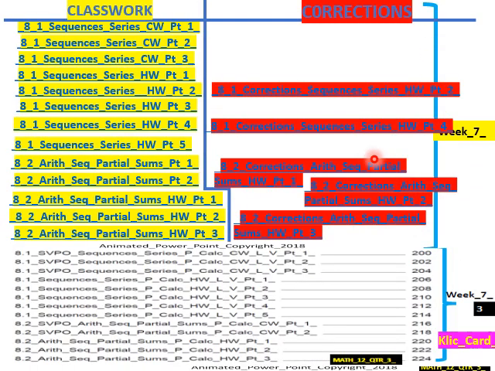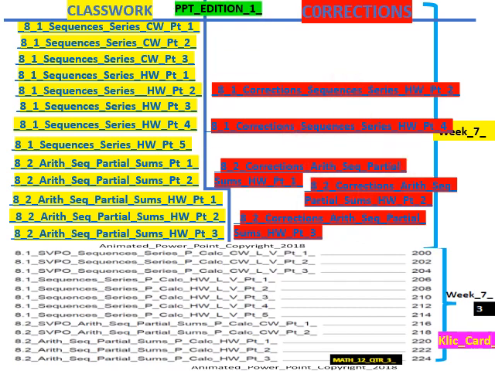And then finally we get into week 7 here, and we start into chapter 8, 8.1, sequences and series, 8.2, arithmetic sequences and partial sums. And we have our homework parts 1, 2, and 3, and then your corrections will be over here for your homework, so you can check your work.